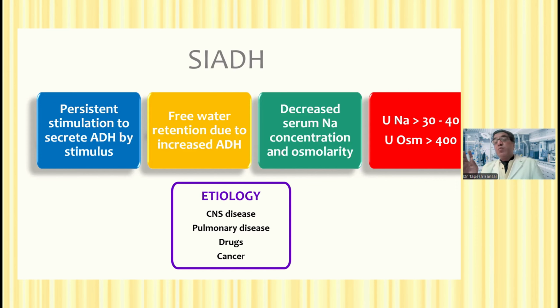Urine sodium is more than around 30 to 40, and urine osmolarity is generally greater than 400, because there is water absorption from the renal tubules. ADH is getting secreted, so the urine is getting concentrated. So the urine sodium goes up, and the urine osmolarity goes up. Normal urine osmolarity is around this much only, so if the urine is getting concentrated, it has to be more than normal. That is the explanation for the urine sodium and the urine osmolarity.